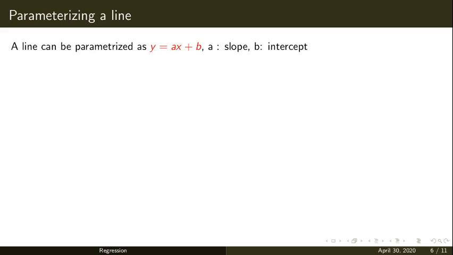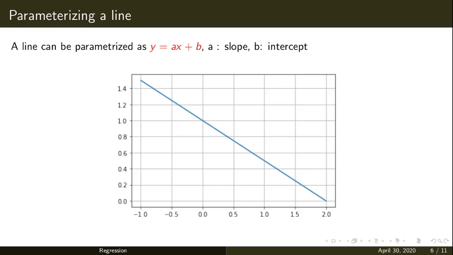So as we have told, it's a line fitting problem. We can parameterize a line as y equal to ax plus b, where a is the slope of the line and b is the y-intercept. For example, in this case, the slope is minus 1 by 2 and y-intercept is 1. So this line can be written as y equal to minus 1 by 2 x plus 1.